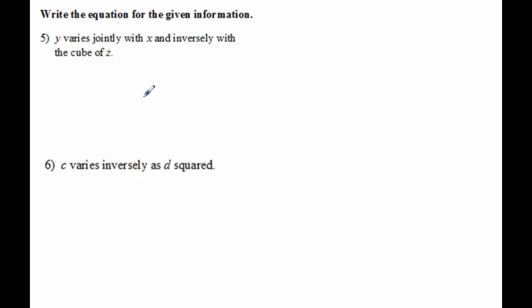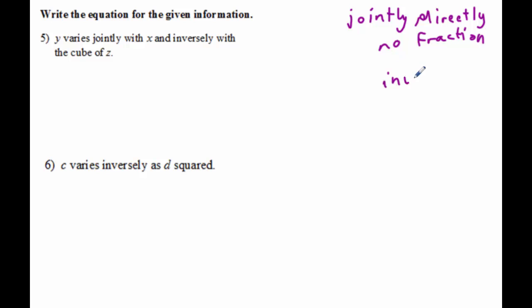Okay, so 5 and 6, we are setting up an equation. So what you need to remember is that if it doesn't say anything, or if it says jointly or directly, there isn't automatically a fraction. But if it says inversely, that's when we know that we definitely need a fraction.